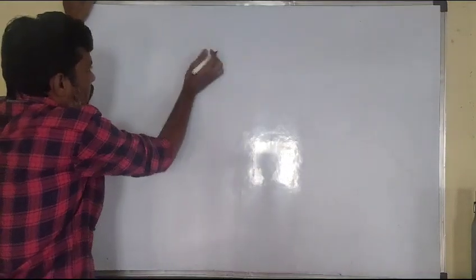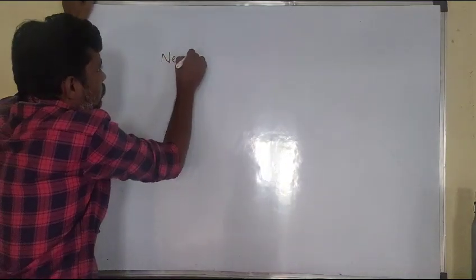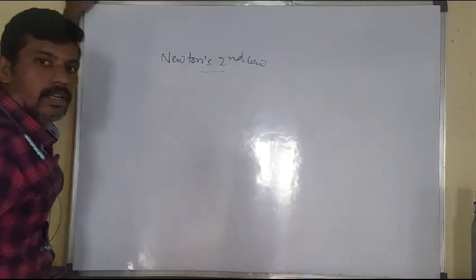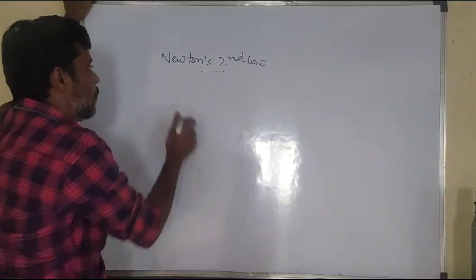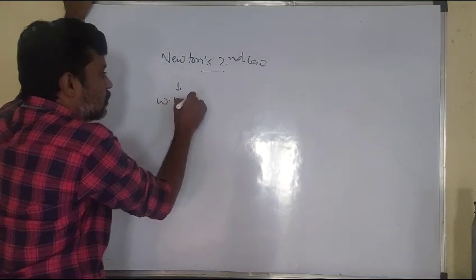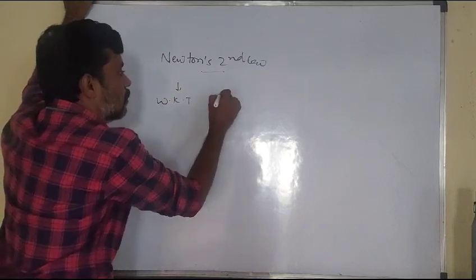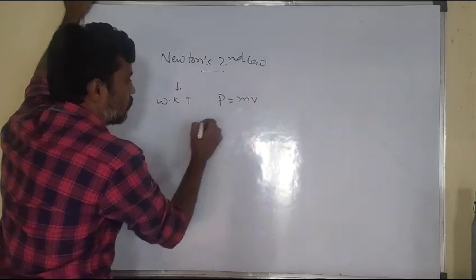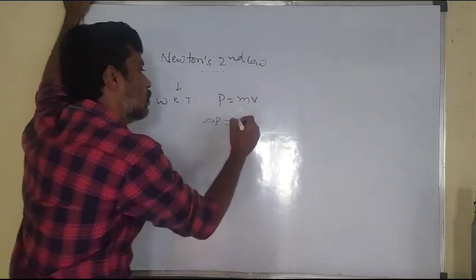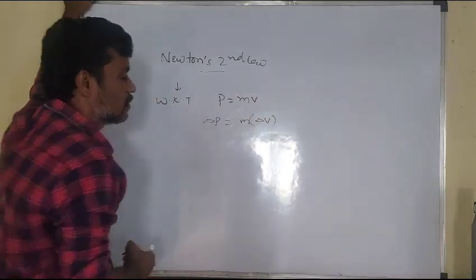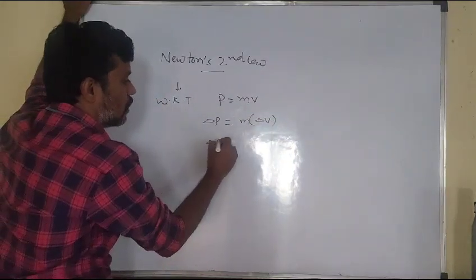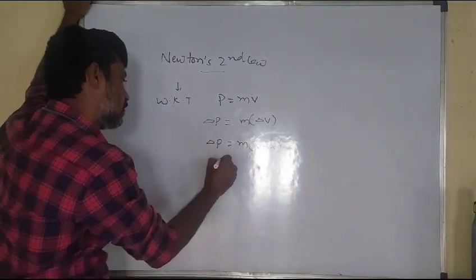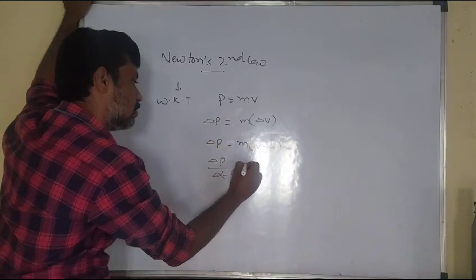Wait now, let us see Newton's second law. We know that momentum P equal to m into v, am I right? Then change in momentum is equal to mass into change in velocity. Then delta P equal to m of (v minus u). But rate of change in momentum equal to dp by dt.